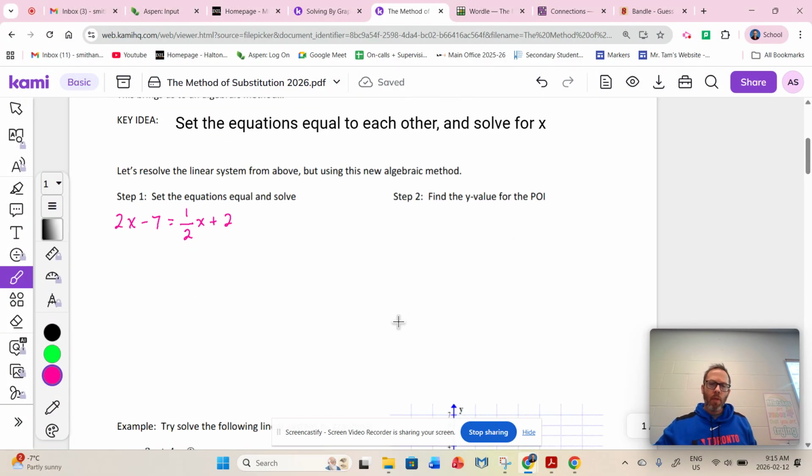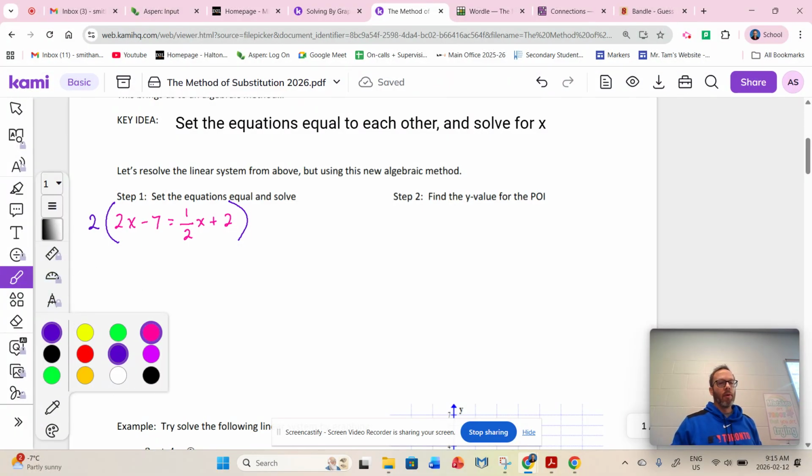Now, the strategy I've been using with you guys, some of you will say, well, Mr. Smith, 1/2 is a nice decimal. It is in this case, but it's not always going to be. So I'm going to continue with my pattern of clearing the fractions, okay? I see a denominator of 2. I clear the fractions. I multiply everything by 2.